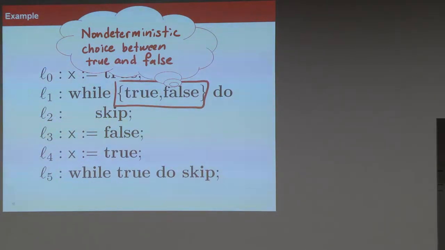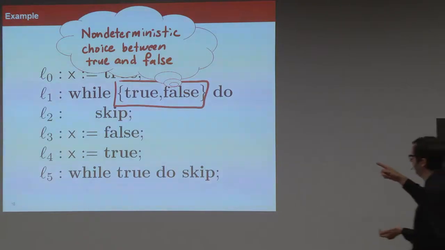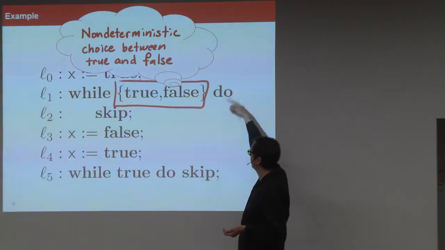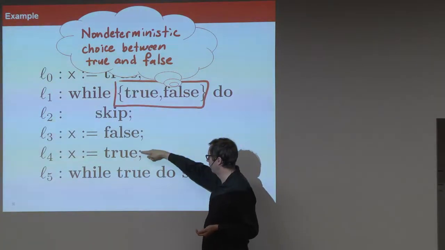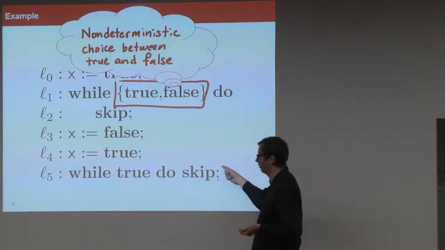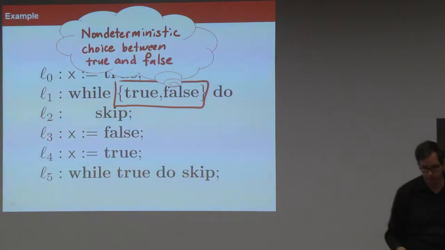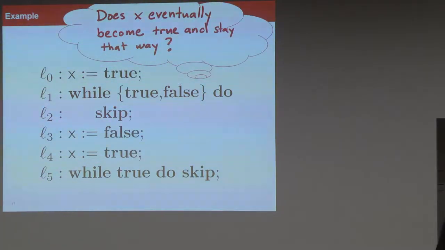Okay, then the program, so maybe the program runs forever here in this loop, or maybe it pops out, sets x to false, sets it back to true, and then runs forever in the second loop. And so the question is, does x eventually become true and stay true forever? Okay, let me give you a moment to think about that.